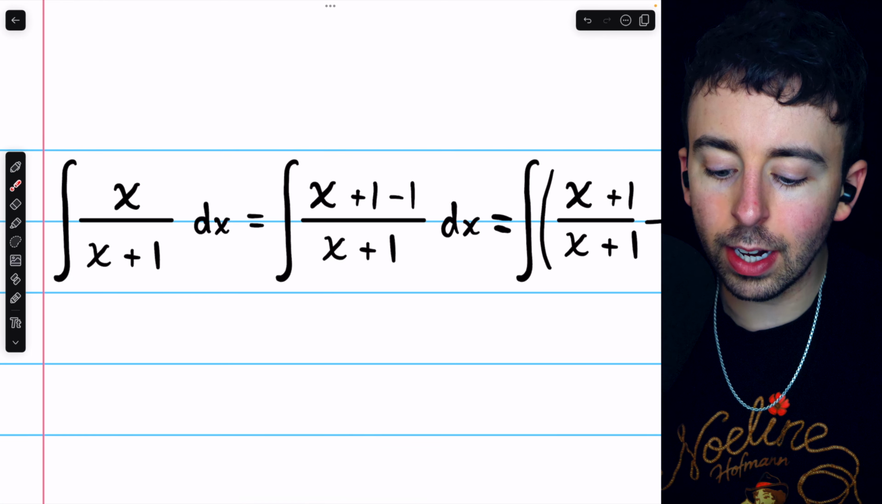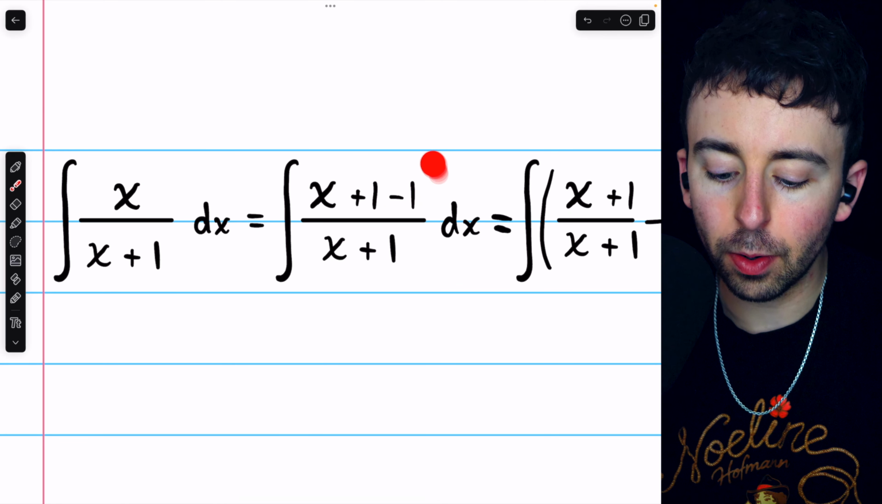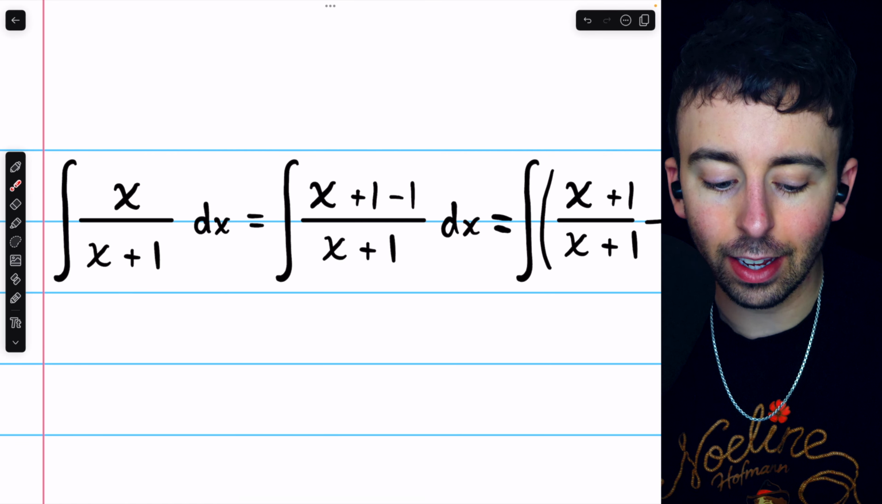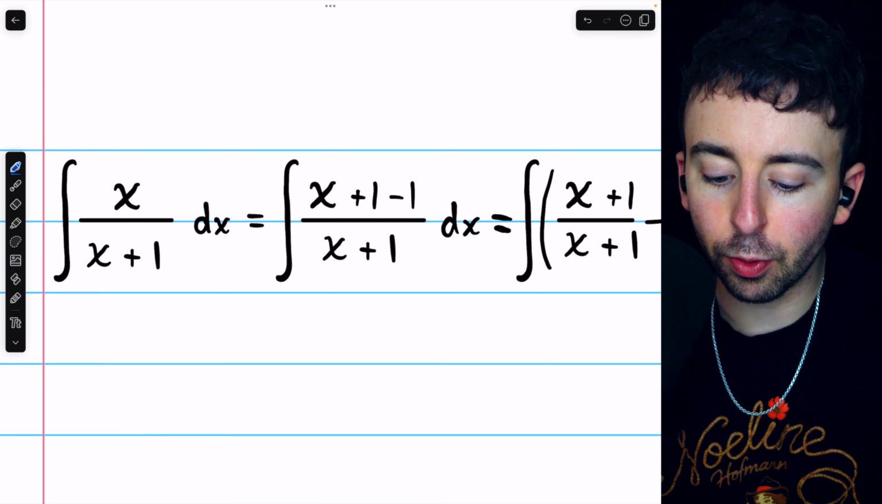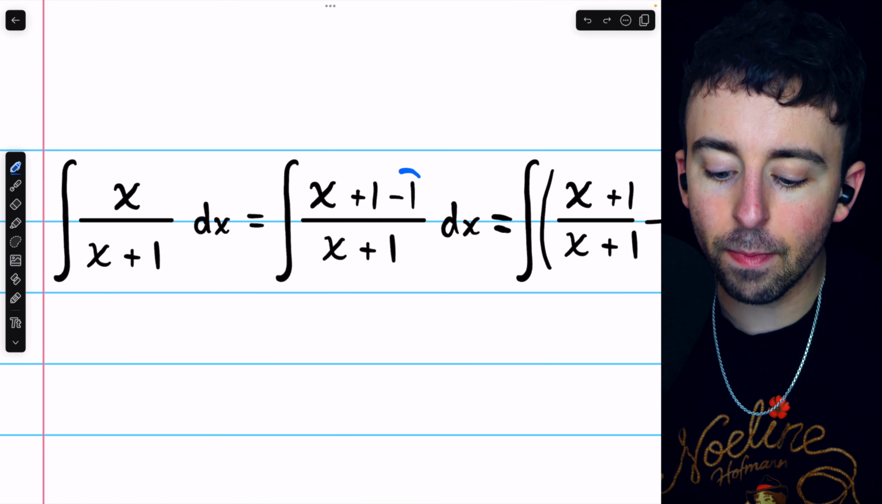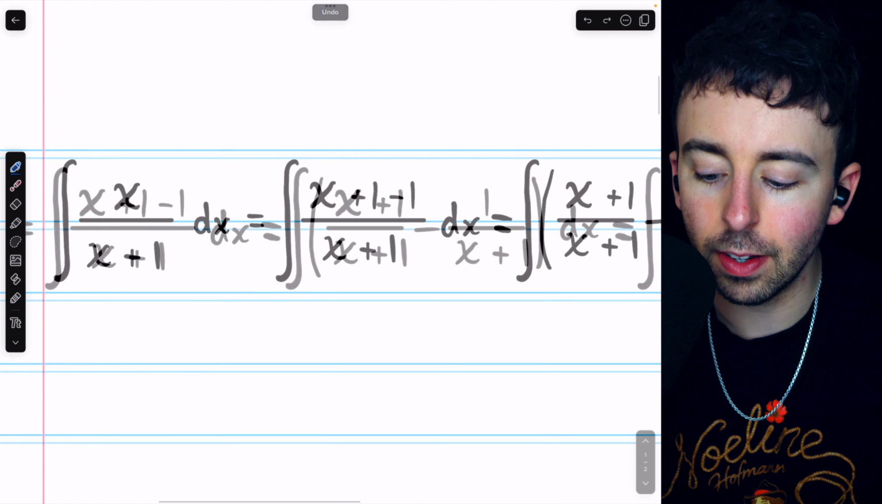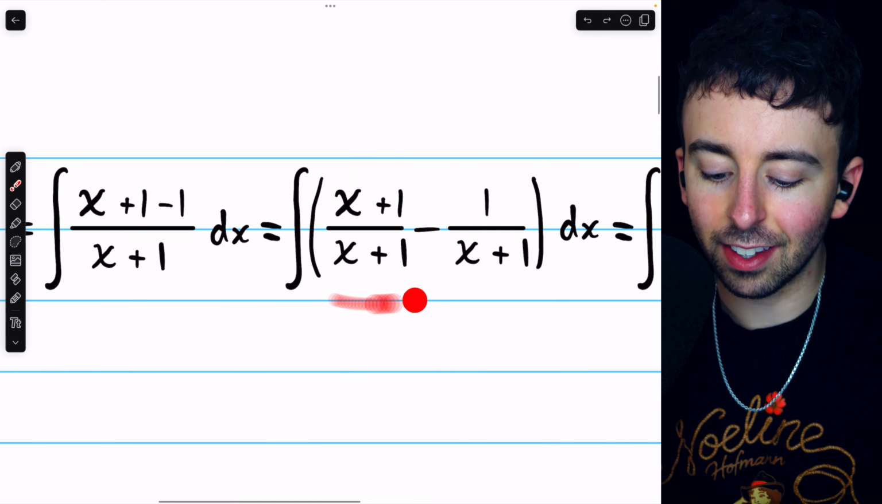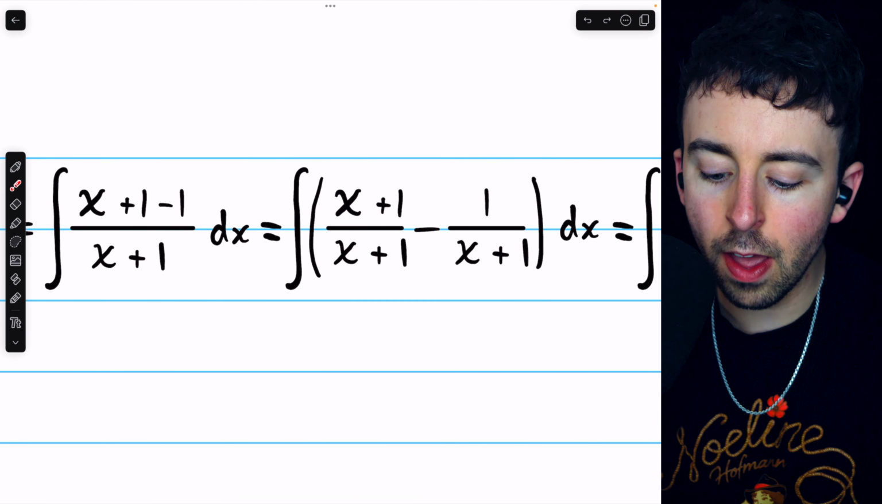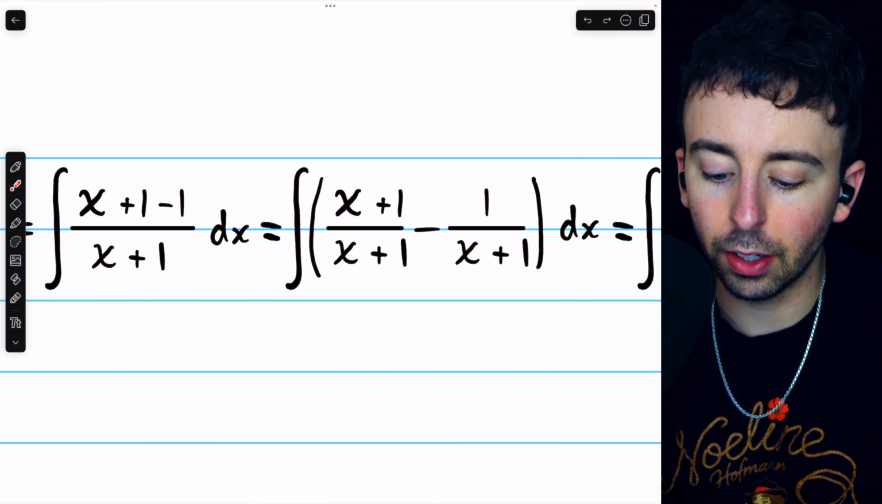So we add 1 and subtract 1 in the numerator. Certainly that hasn't changed anything, but now we can split up the fraction. We can have x plus 1 over x plus 1, and then minus 1 over x plus 1. Splitting that up, we get this, x plus 1 over x plus 1 minus 1 over x plus 1.